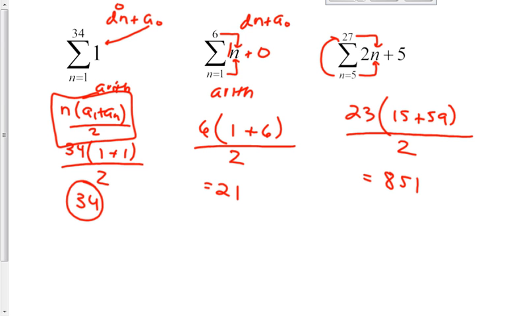So this particular section is a combination of everything that you learned so far in sections 2, 3, and 4. Arithmetic sequence and series, geometric sequence and series, and your infinite geometric series. Okay, that's it. You can go ahead and get started on your homework for section 12.1.